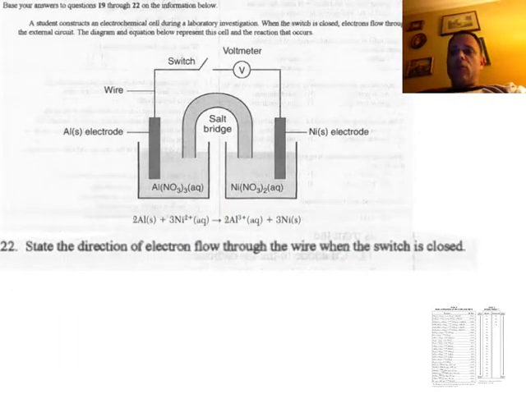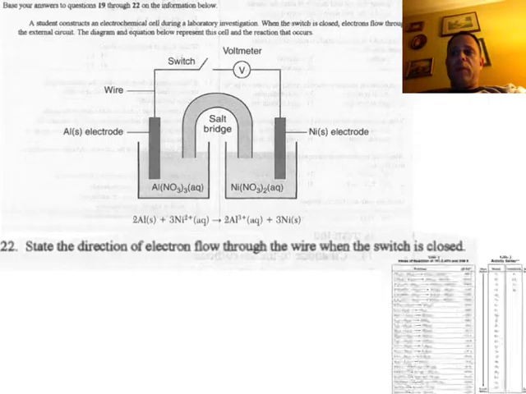Alright, 22 is also for the same scenario, and it's asking us to state the direction of electron flow through the wire when the switch is closed. So here's the switch. Our electron's going to go from the aluminum electrode to the nickel, or from the nickel electrode to the aluminum. Let's inspect table J to assist us with that.